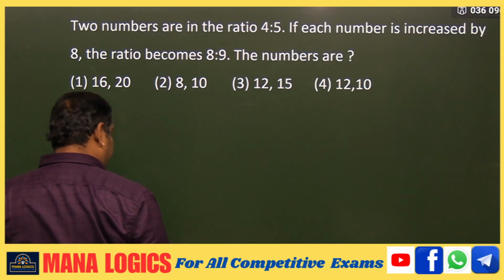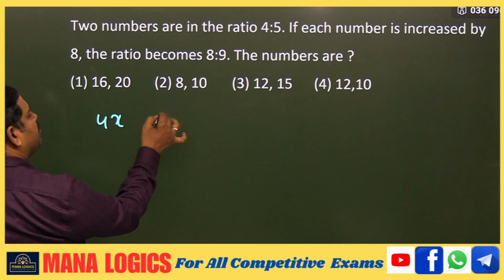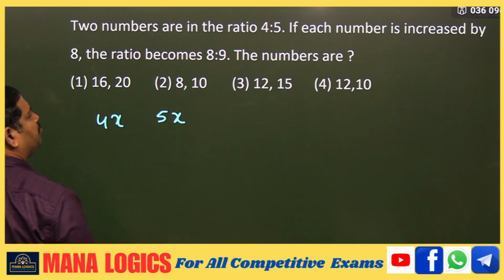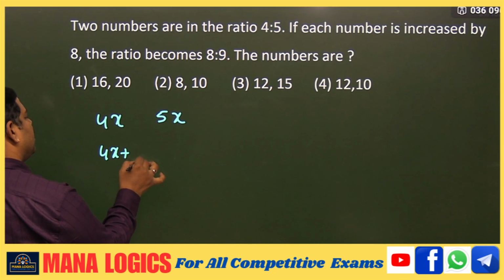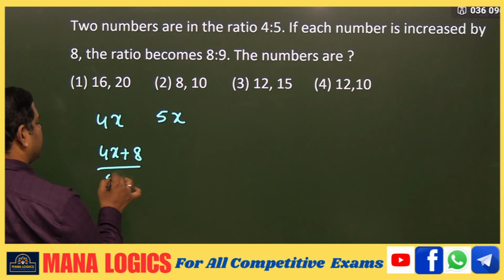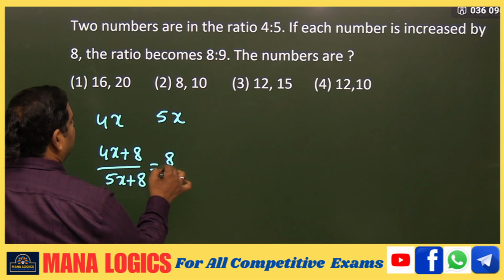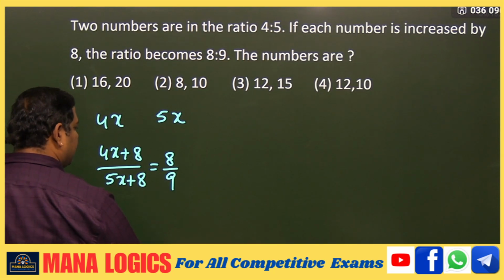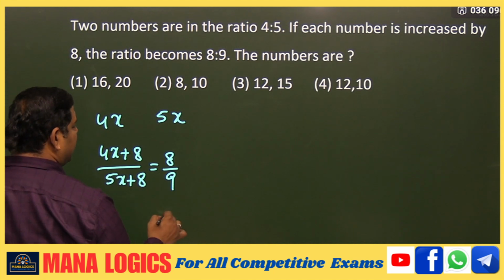One procedure I have explained to you: two numbers are in the ratio 4 is to 5, means the first number is 4x, the second number is 5x. Each one is increased by 8, means 4x plus 8 and 5x plus 8. Now this ratio is specified as 8 is to 9. If you cross multiply, you will get the value of x. 9 4s are 36x, 5 8s are 40x. Move the 36x this side, it will be 4x.